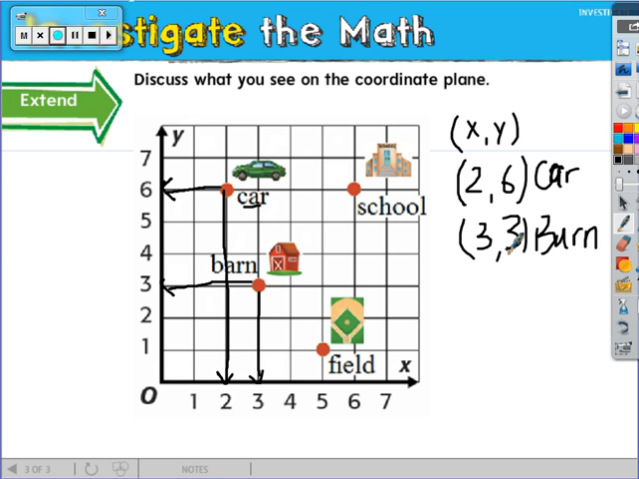On your whiteboards, I want you to locate and write down the coordinate pair that tells me where the school is and where the field is. It's on the board. You can work off of here.